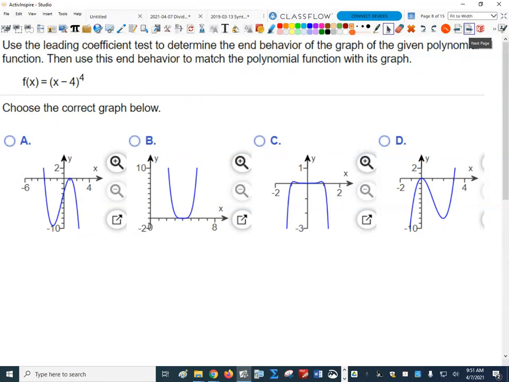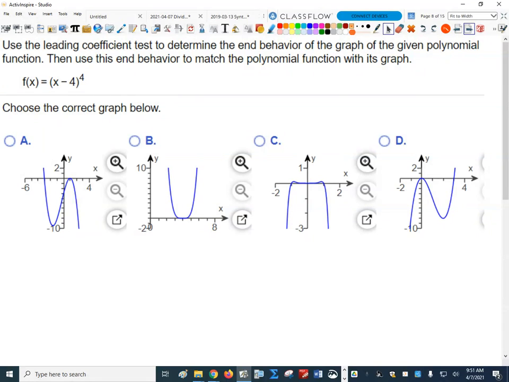Okay, how about that one? That's a little tricky, right? A little bit tricky. But we didn't see anything like that, right? This is a transformation of an x to the fourth. That's one way to think about it, isn't it? It's an x to the fourth shifted where? Shifted to the right by 4. Everybody agree? Okay. Shifted right by 4. That's one way to think about it.